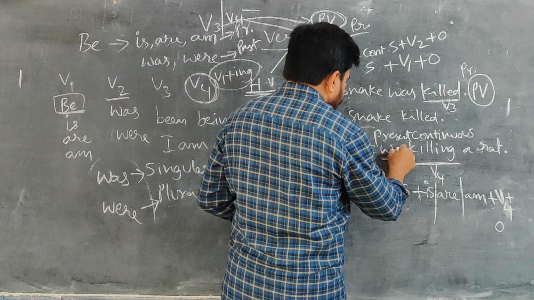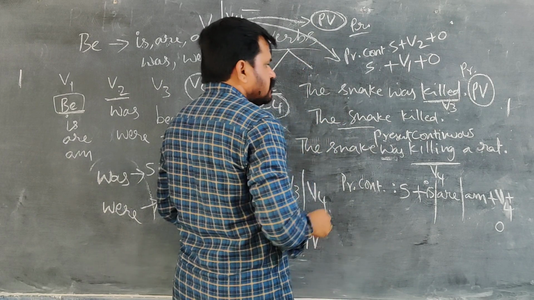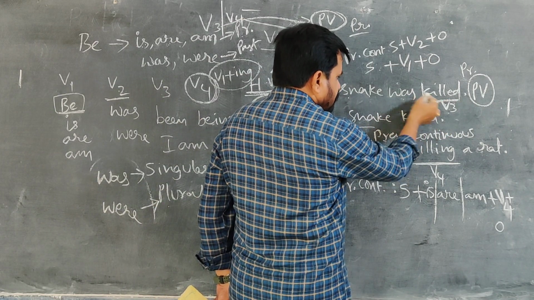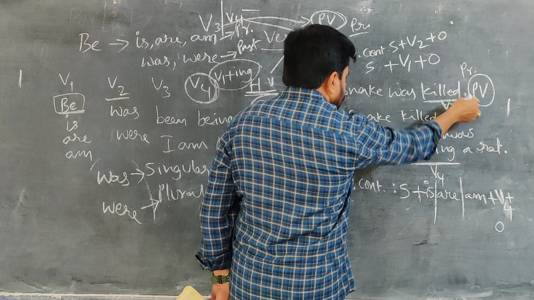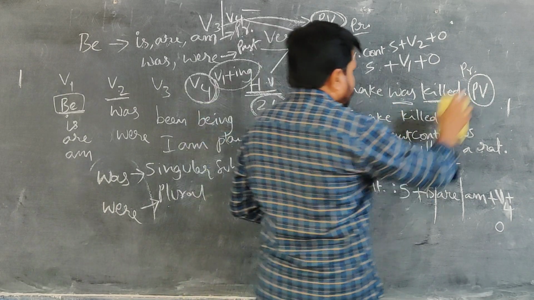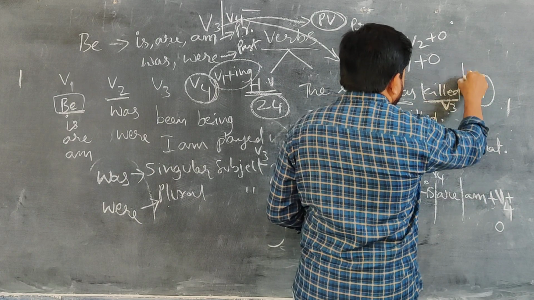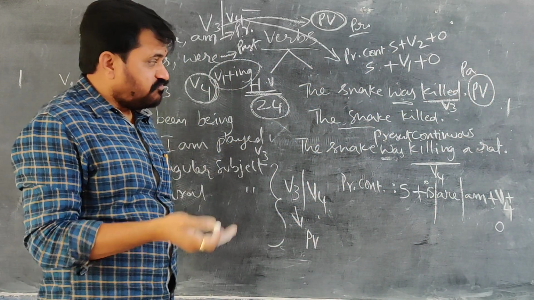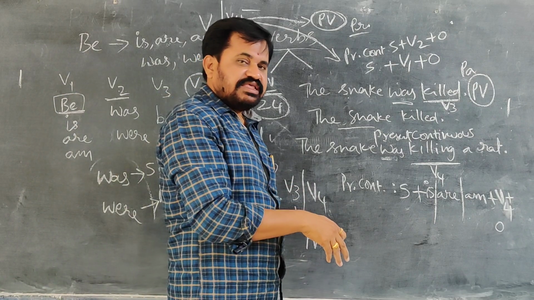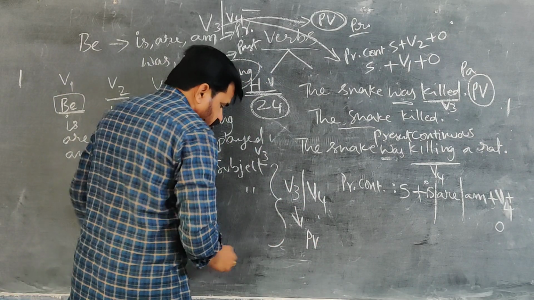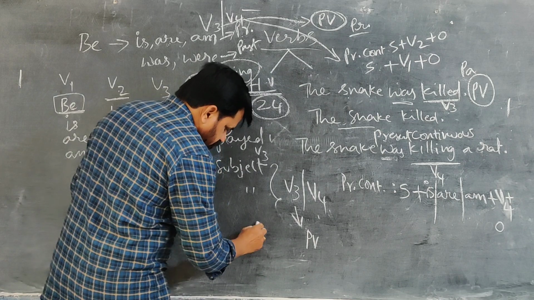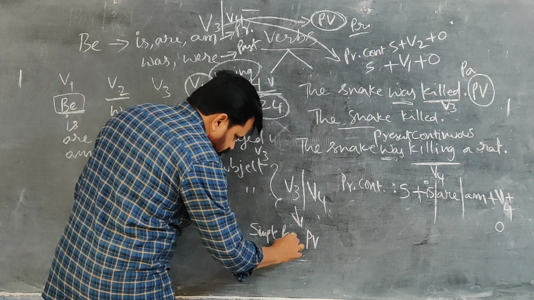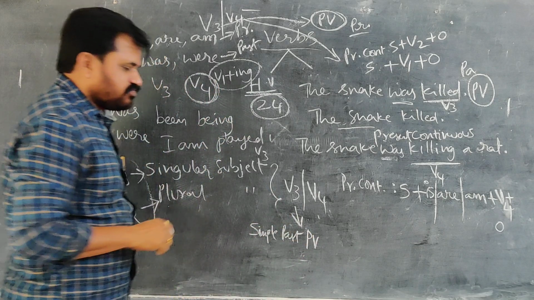The snake was killed. When we use V3 after was or were, it becomes passive voice. Here, was indicates past tense, so we have to use past tense. Passive voice in past tense. In which tense is it? It is clearly simple past tense. It is the simple past tense passive voice structure.